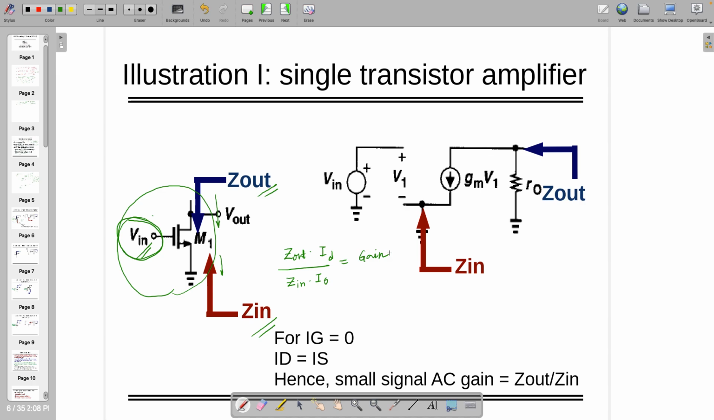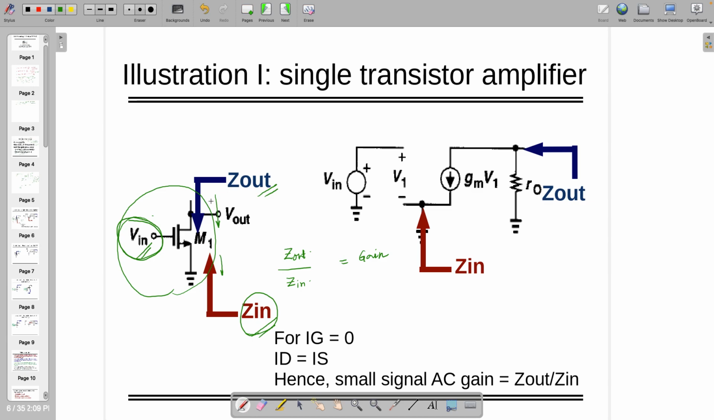Right? By the way, ID is equal to IS. That's true for MOSFET. However, in the case of BJT, you have to add beta IB, and accordingly the gain will be beta Z out by Z in. So here the gain is Z out by Z in, with the indicated place where we are seeing the Z in. Most of the time, looking from here, it's 1 by GM, so it's a different thing.